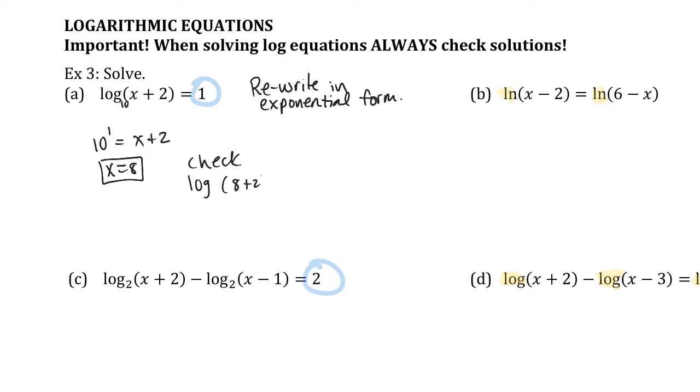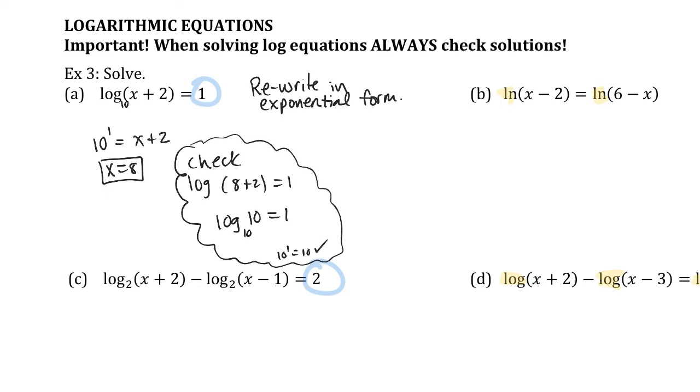8 plus 2 is 10, and log of 10 is equal to 1. That makes sense because 10 to the 1 power is 10. You just want to make sure that you have a positive argument. Okay, so that's the first process.